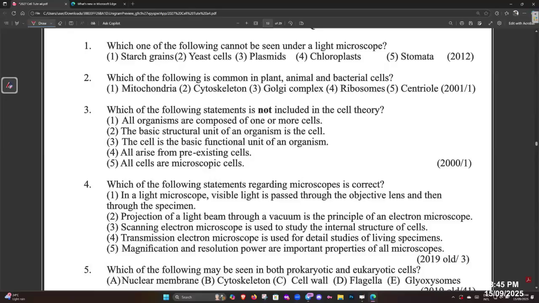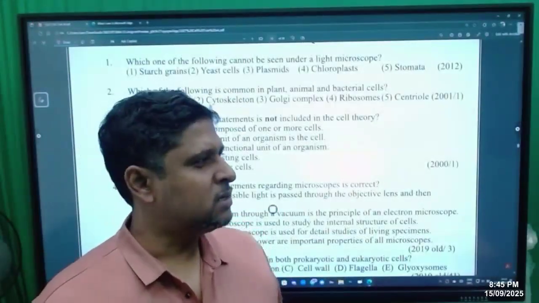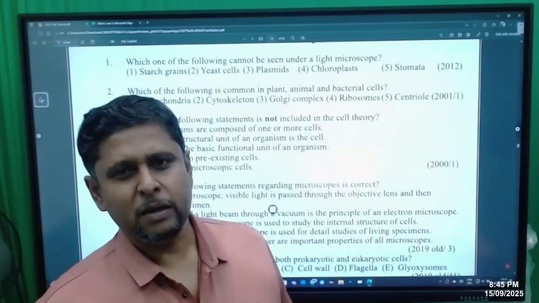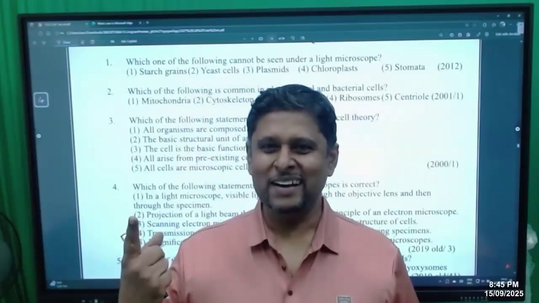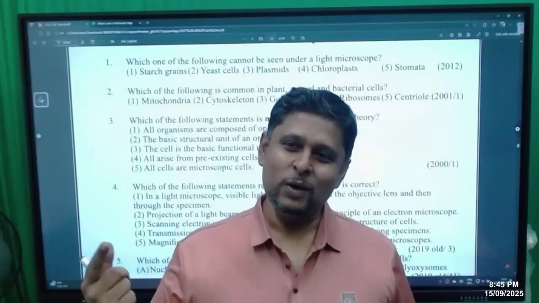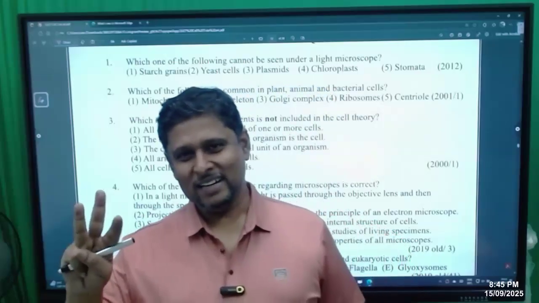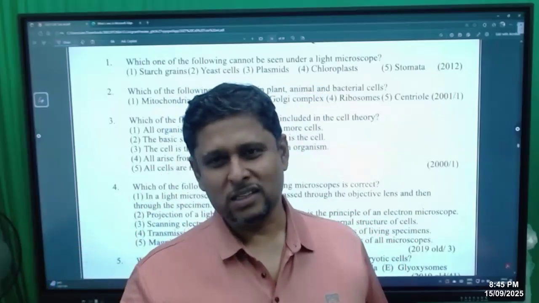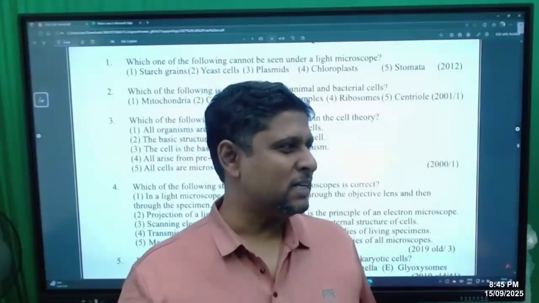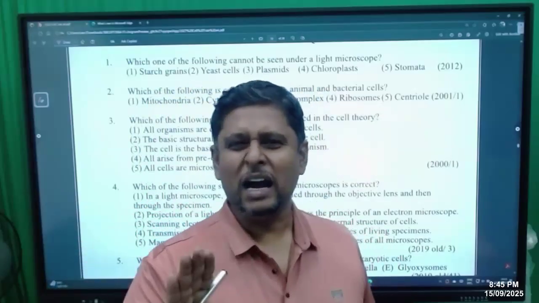The starch grains. Can you see starch grains under light microscope? Starch grains are present inside some chloroplasts, and sometimes in plastids involved in storage. Did you learn anything called leucoplast? I told you there are three types of plastids: chromoplast, leucoplast, chloroplast. So starch grains can be stored in these plastids and they are visible under the light microscope also. So it can't be starch grain.